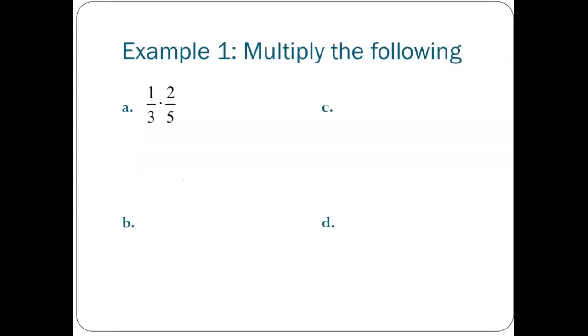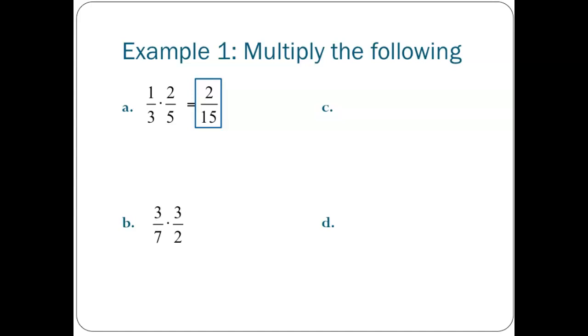So we have 1/3 times 2/5. So I'm going to multiply straight across, multiply the numerator, so that's 2, multiply the denominator, so that's 15. So we have 2 over 15. Check to see if you can simplify this. Is there any number that can go into both 2 and 15? If not, you're all done. So in this case, we are done.